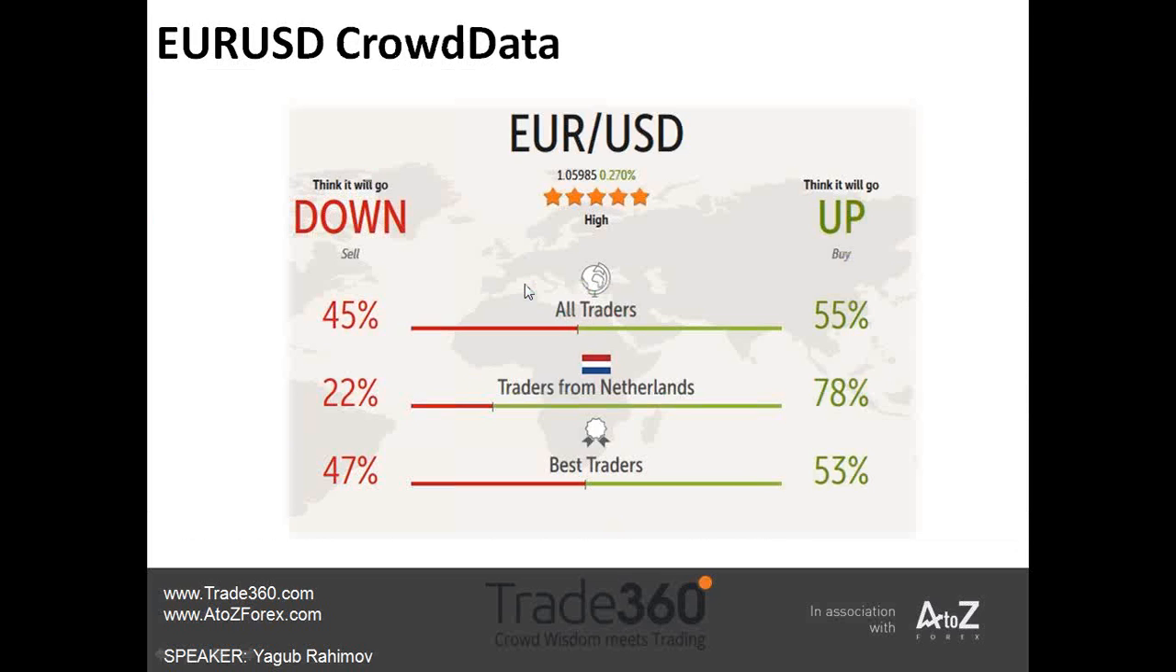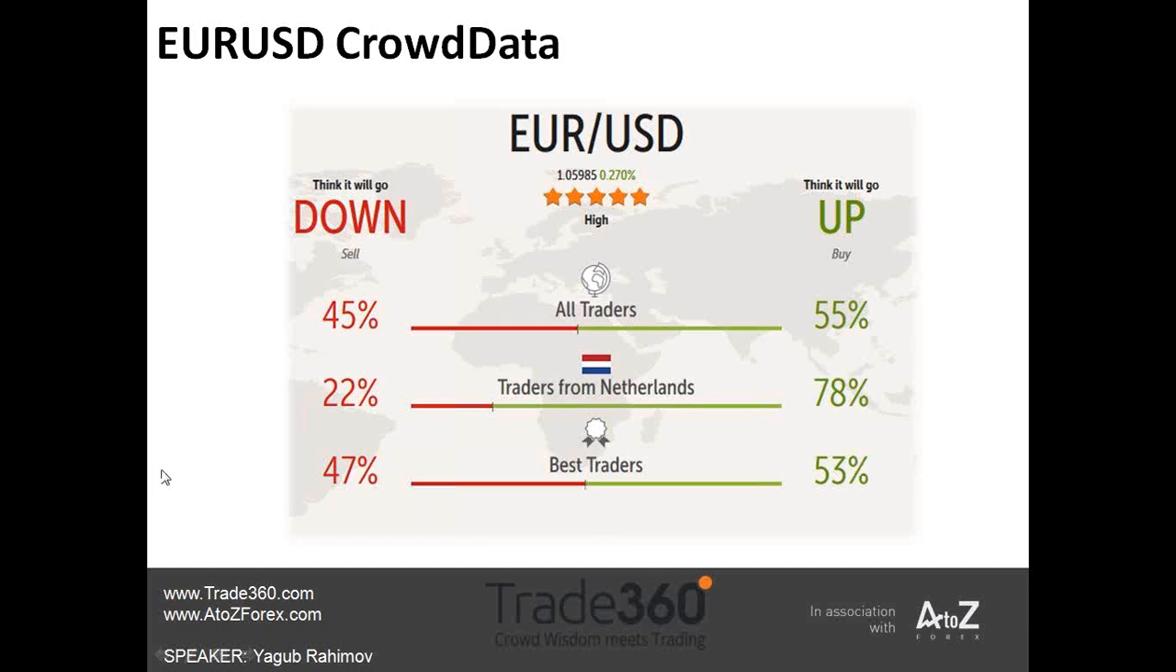Back to CrowdData from Trade 360, we can see how the market is evolving. The way I look at the market for Trade 360's CrowdData is quite unique. I don't really look at all traders' data, so the first two lines, as an example, I don't really follow it. At the moment, I'm in the Netherlands, so it's showing me what the Dutch traders are doing. But if you look at it, you can see that the best traders, which means those traders who are profitable most of the time, are long in 53%, and 47% of them are shorting.